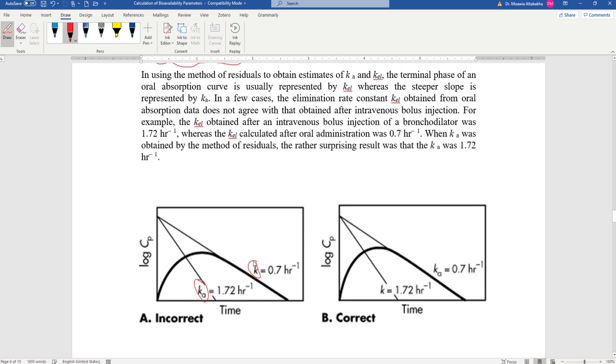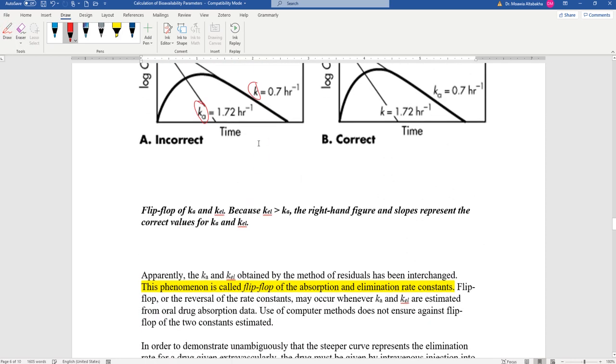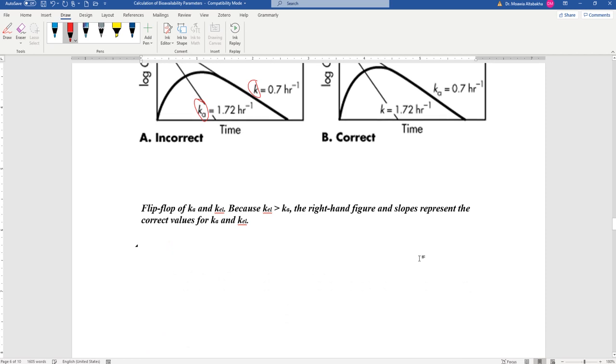We expect that KA is higher than KL, so it cannot be vice versa, that KL is higher than KA. It cannot be. Okay? For the residual method, KA is always higher than KL. Okay, suppose Mustafa did this, and to support his results, what did Mustafa do? He injected the sample intravenously. So what did he see?